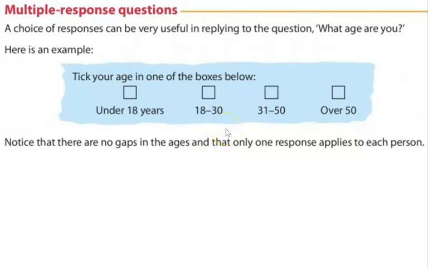So for example, if you said under 18 years, 18 to 30, 31 to 50, and then over 60, for example, then anyone who was 51 or 52 or 53 would not know what box to tick. So make sure that there's no gaps and that only one response applies to each person.